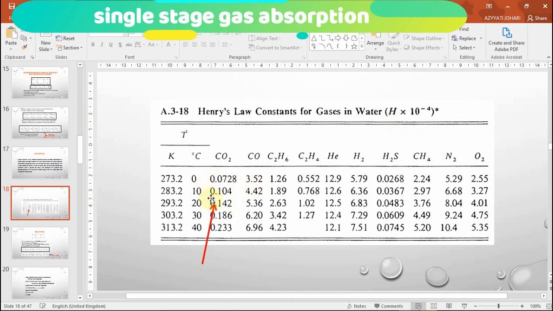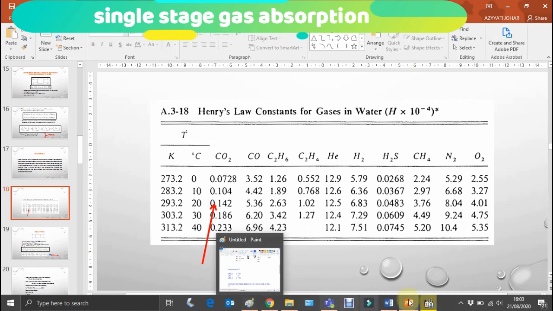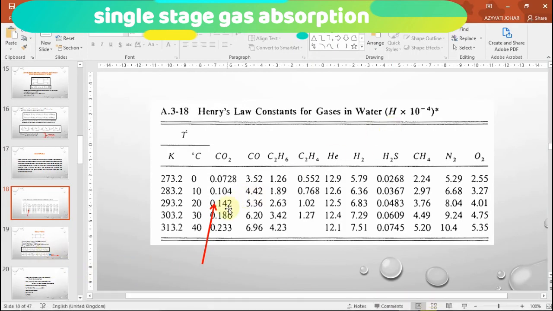Okay, for example, we got 0.142. But don't forget to multiply with this exponential part. In the table it is stated as 10 to the power of minus 4, but in the real thing, you need to multiply 0.142 with 10 to the power of 4. So the negative sign here, you just ignore.